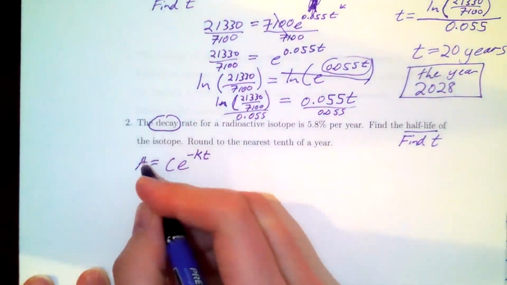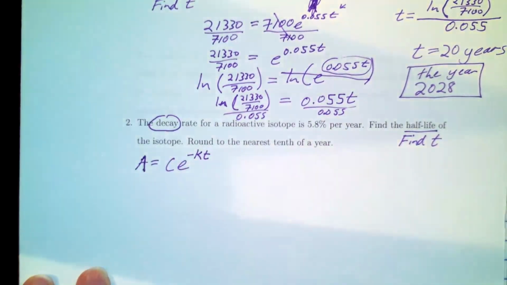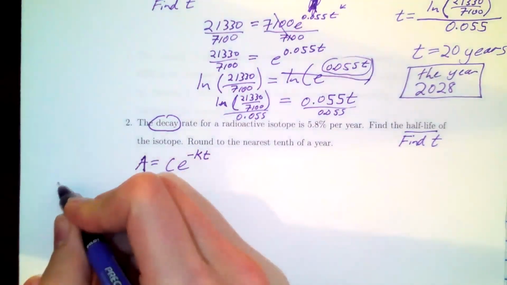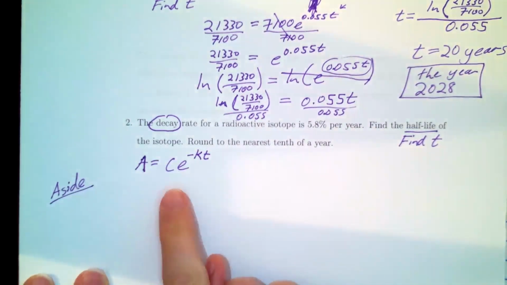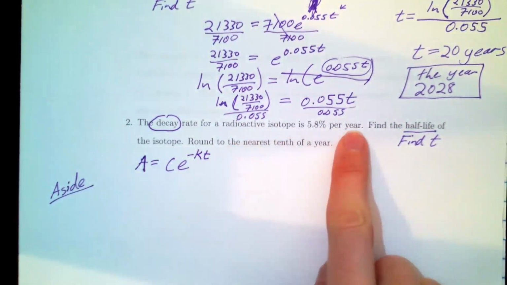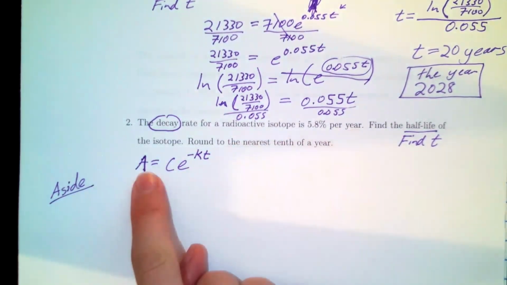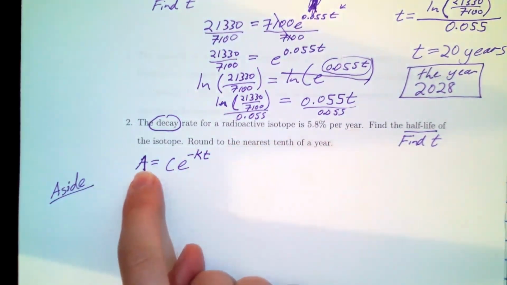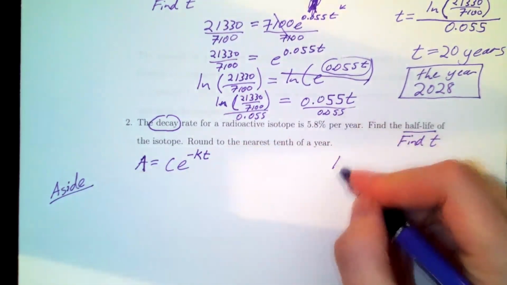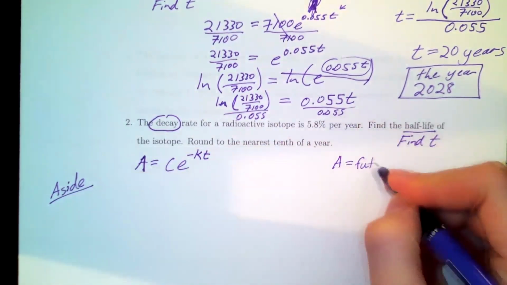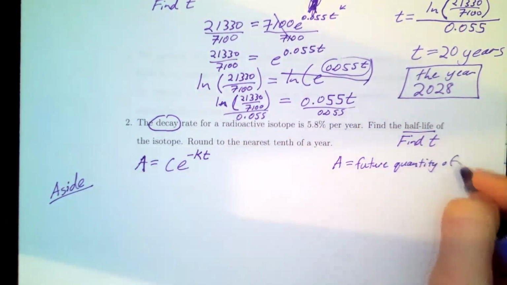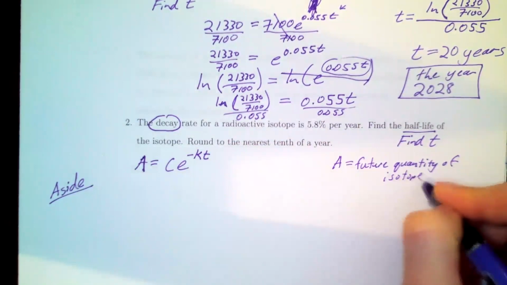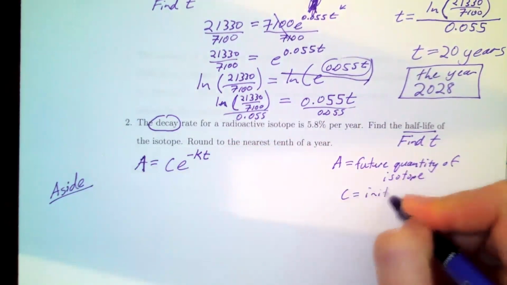And this one, I have to do a little bit of side work here to make a good argument on what to do with this. The problem with this setup is that if A represents a future amount, a future quantity of my radioactive isotope, and C represents the initial quantity of the isotope.